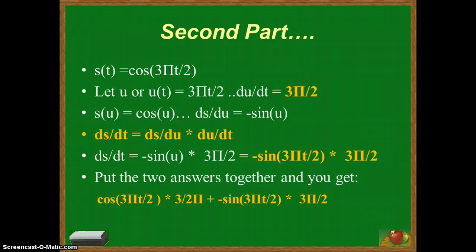Let's put the two answers together, the one from the previous slide and this one, and I get cosine of 3 pi t over 2 times 3 pi over 2 plus a negative sine of 3 pi t over 2 times 3 pi over 2. I could factor out the common term there, 3 pi over 2, and I would get 3 pi over 2 times the quantity cosine of 3 pi t over 2 minus sine of 3 pi t over 2. If you want to do that, you can.